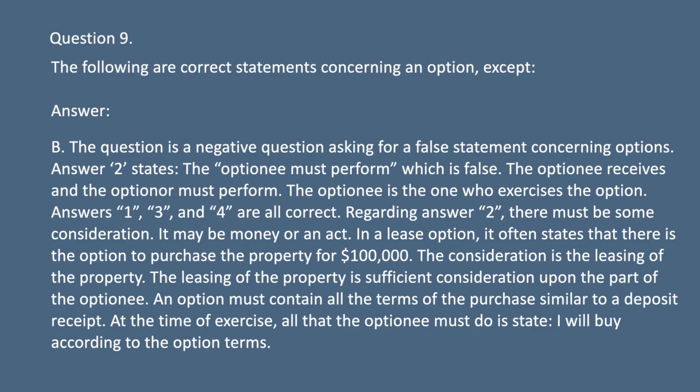The optionee receives and the optioner must perform. The optionee is the one who exercises the option. Answers 1, 3, and 4 are all correct. Regarding answer 2, there must be some consideration. It may be money or an act.